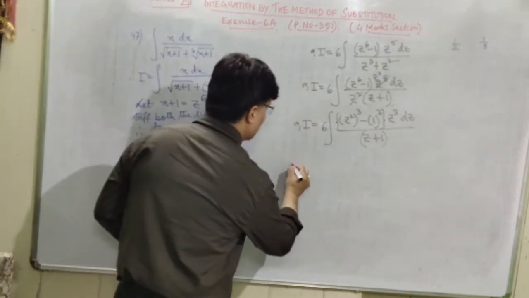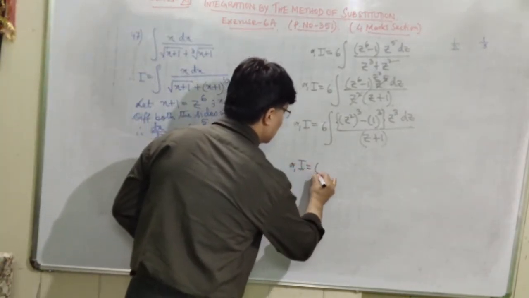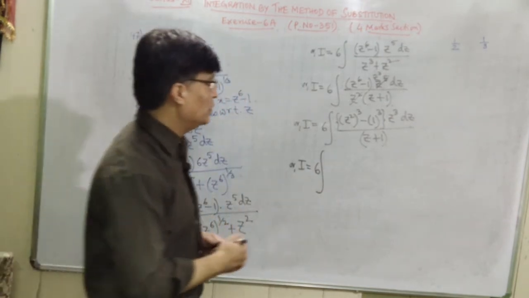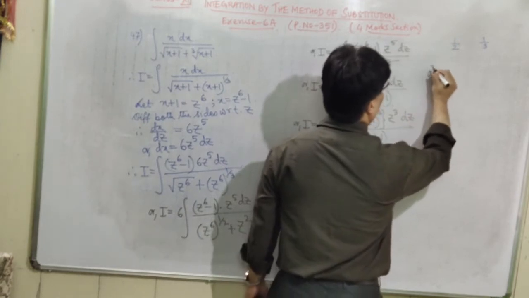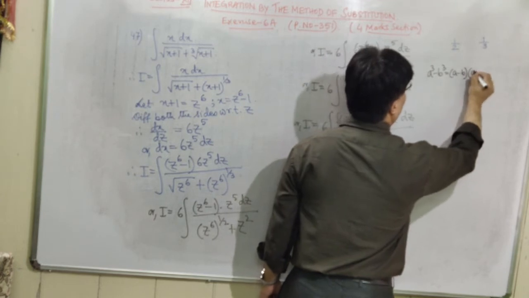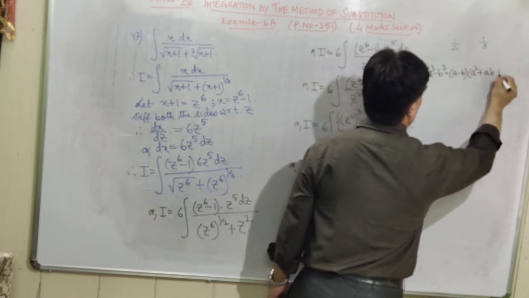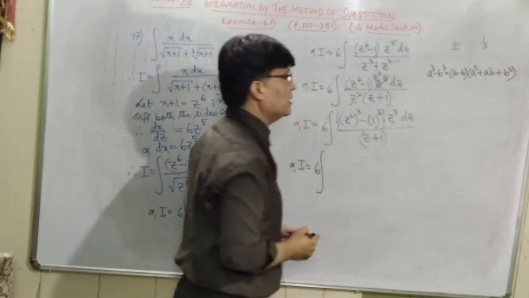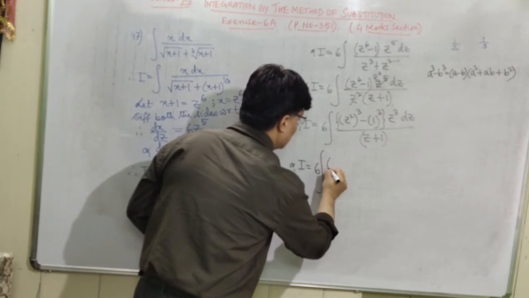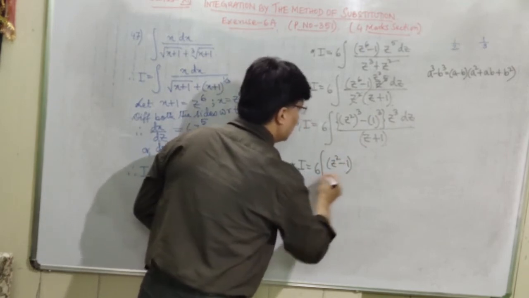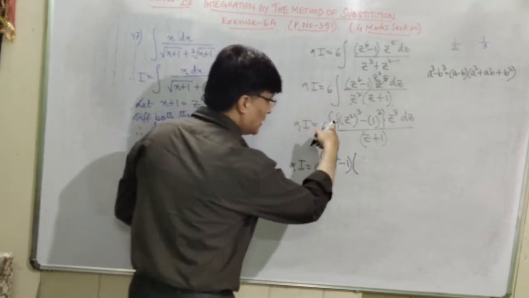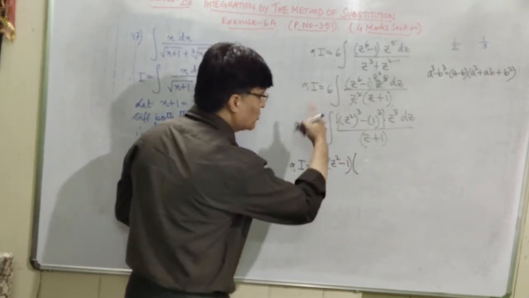So now a cube minus b cube, you know the factor formula. I is equal to 6 integration of, what is a cube minus b cube? You know the formula. A cube minus b cube is equal to, what is the formula? A minus b into a square plus ab plus b square. So you should know this formula. So what is a cube minus b cube here? What is a here? A is z square, minus what is b? Minus 1. Now within bracket, what is a whole square? That is your z square whole square.